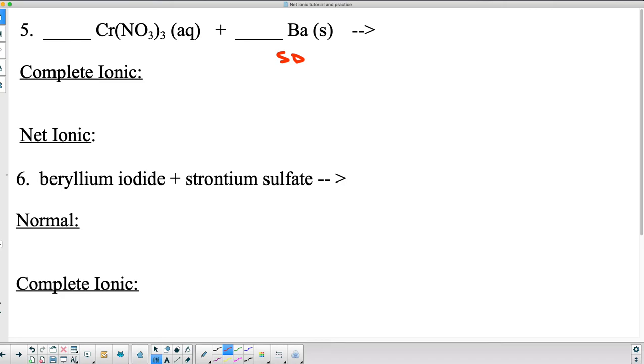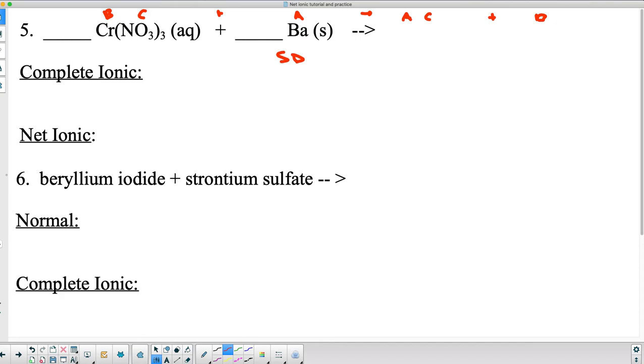If you've seen single displacements before, this is a metal plus a salt, and that's my A, this is my B, and this is my C, which means that on the other side I'm going to get A with C plus B by itself. Okay, so let's go through.